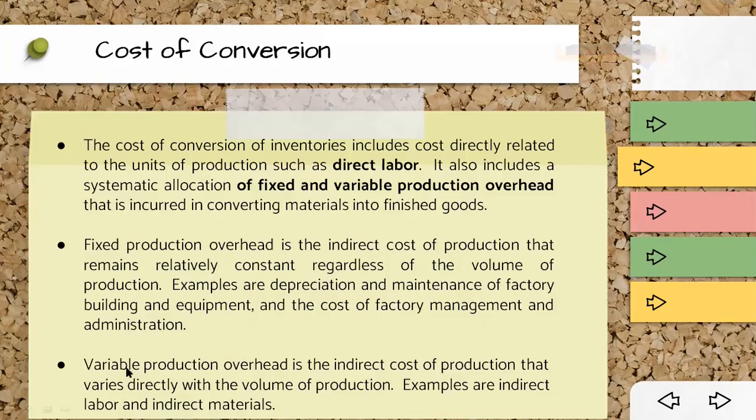The other one is the variable production overhead, which is indirect cost of production that varies directly with the volume of production. So examples are indirect labor and indirect materials. So again, these are the cost of conversion. Direct labor, tsaka yung overhead mo or factory overhead mo, which could be fixed or variable.